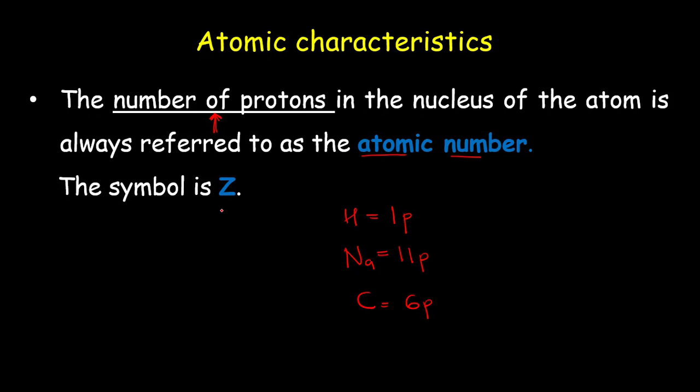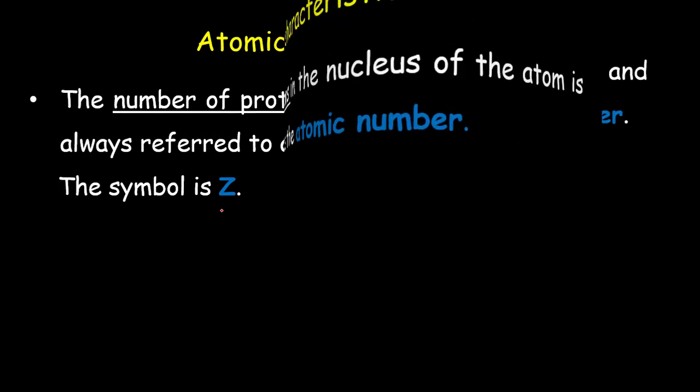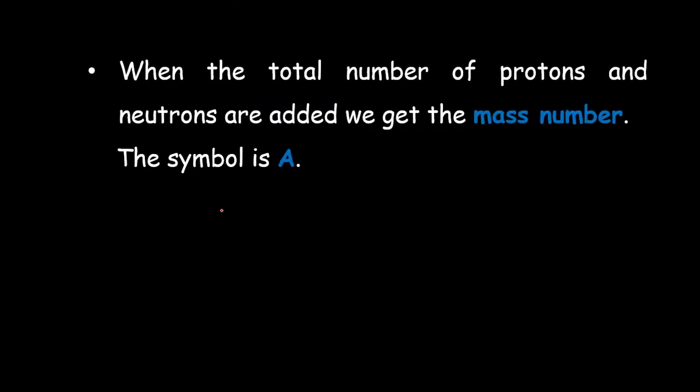Z represents atomic number. Now we also have mass number. Mass number has the symbol capital A. Probably A could have been used for atomic number, but they chose capital A for mass number.